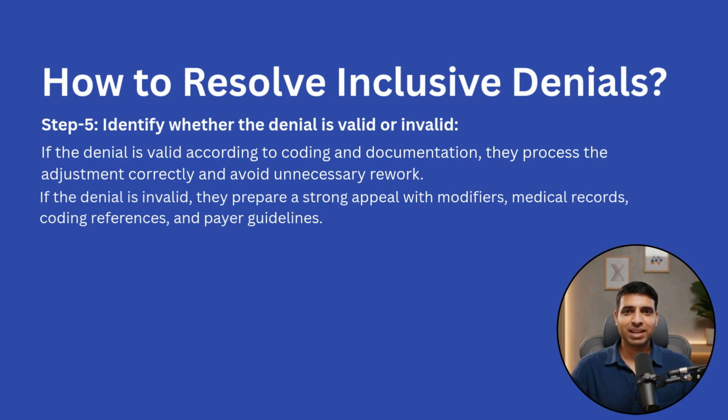If the denial is valid according to coding and documentation, they process the adjustment correctly and avoid unnecessary rework. If the denial is invalid, they prepare a strong appeal with modifiers, medical records, coding references, and payer guidelines.